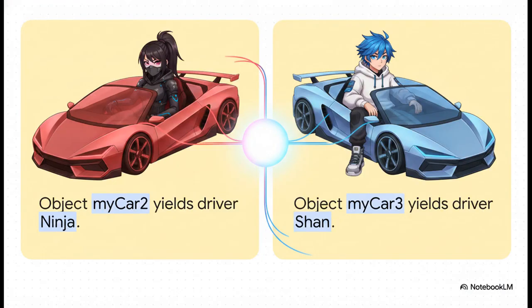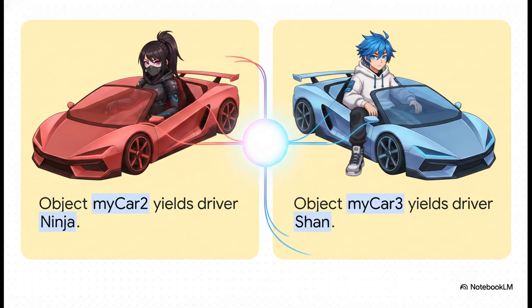This right here is where the power of ownership just completely shines. We've got two entirely different objects, mycar2 and mycar3. They both have their own totally unique driver properties. For mycar2, the driver is the net ninja, and for mycar3, the driver is Shan. Now we are using the exact same log driver method for both of them.